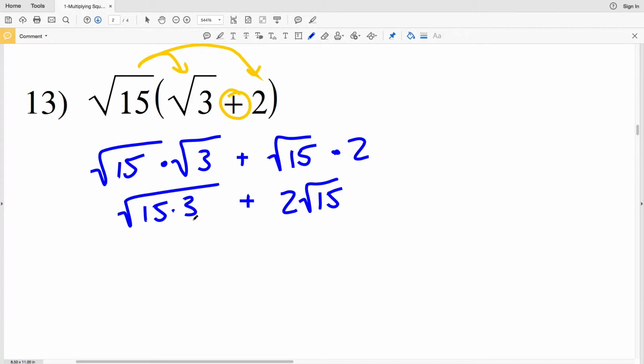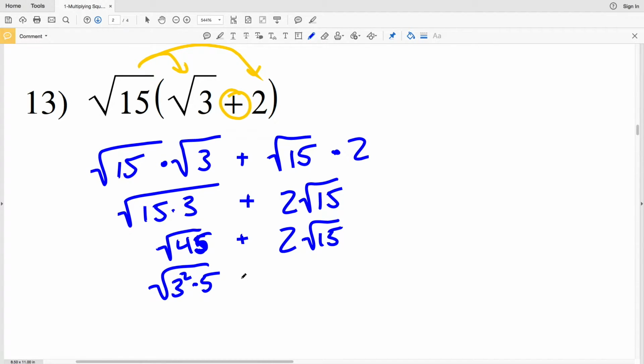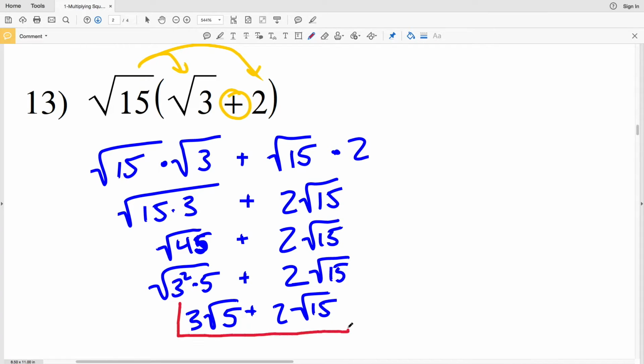15 times 3 is going to give me 45, so I have the square root of 45 plus 2 times the square root of 15. The square root of 45 I can rewrite as the square root of 3 squared, which is 9, times 5. And then I'm still adding 2 square root of 15. The square root of 3 squared is 3 times the square root of 5. So I have 3 square root of 5 plus 2 times the square root of 15. And that is my solution for number 13.